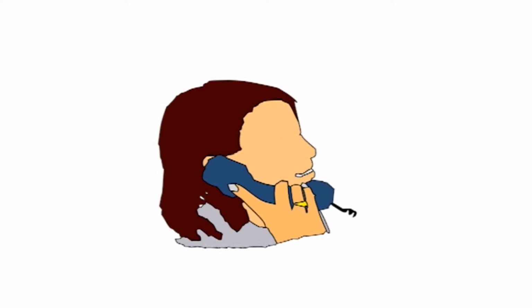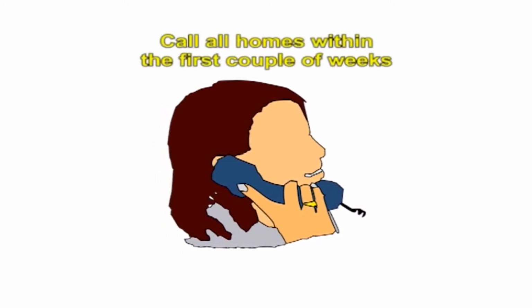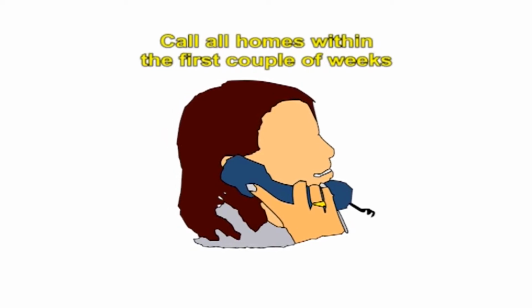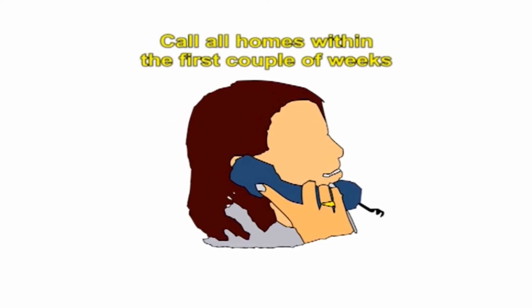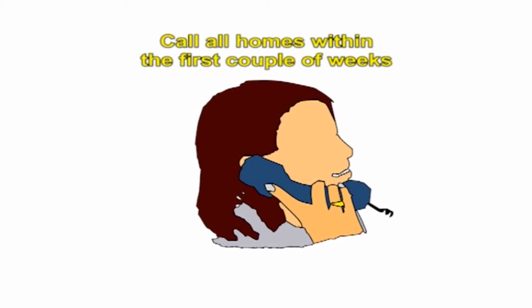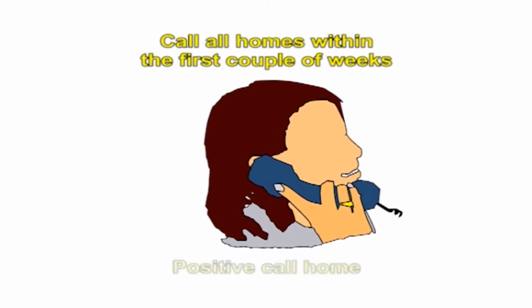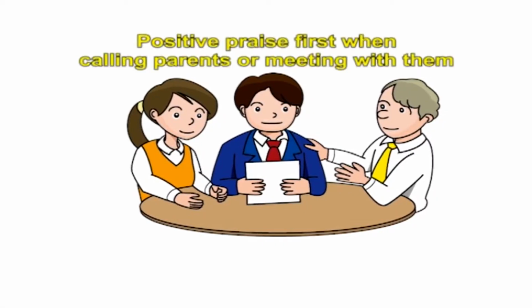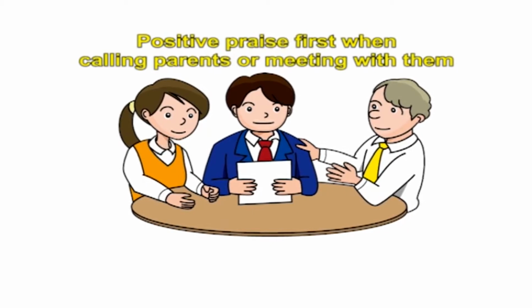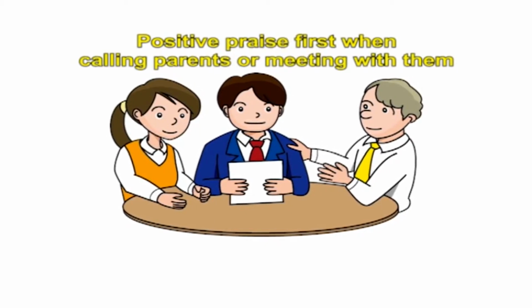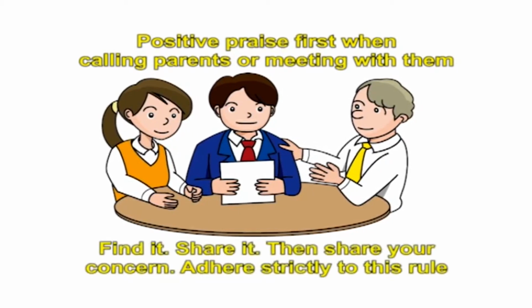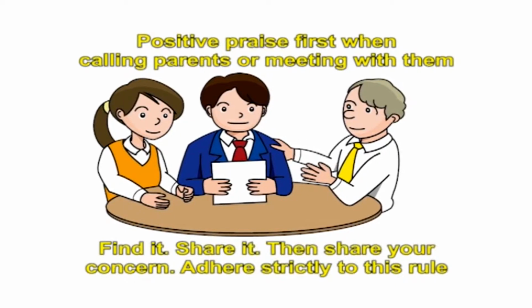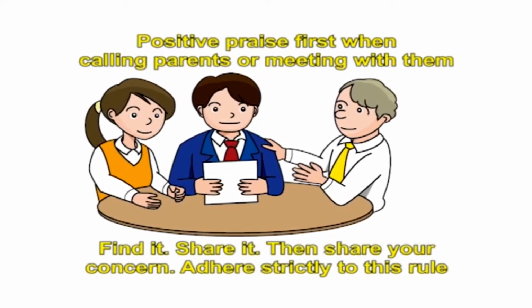If you have a self-contained class, call all homes within the first couple of weeks and then at regular intervals throughout the year. If you teach many students, identify those students who perhaps need a positive call home. Lead with the good news. Give positive praise first when calling parents or meeting with them to discuss a concern. Every kid has something good about him or her. Find it, share it, then share your concern. Adhere strictly to this rule.